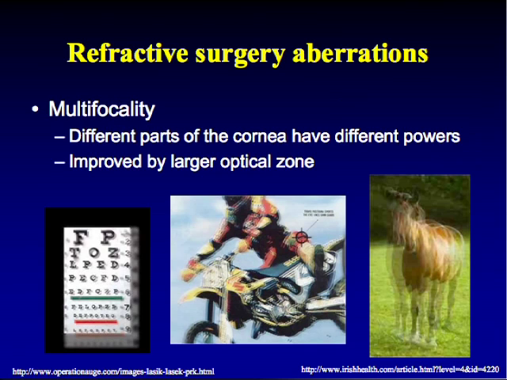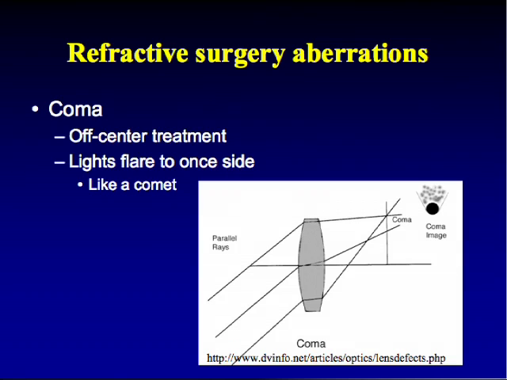You can get multifocal corneas, so like a fly's eye, you get different optical zones within the pupil, and that's going to give you separate images that can cause patients some great distress. Larger optical zones make it less likely that you're going to have a multifocal cornea at the end. It used to be a bigger problem. You can get coma if you have an off-center treatment. Coma is like a comet. The light flares off to one side more than the other.